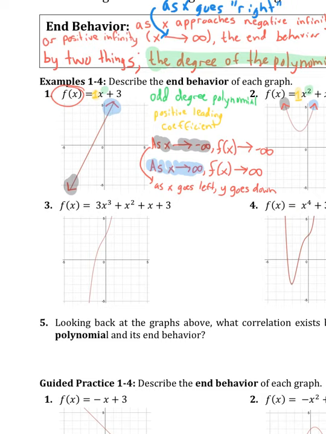Let's take a look at problem number 3 here. This time, degree of the polynomial, third degree. It's an odd degree polynomial. Leading coefficient, that's also a 3, and 3 is a positive number in this case. So positive leading coefficient.